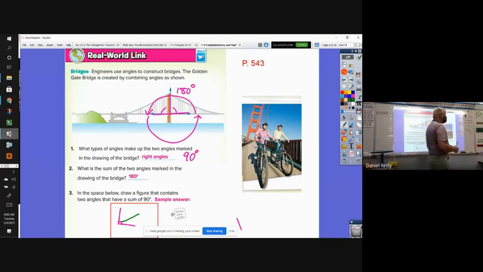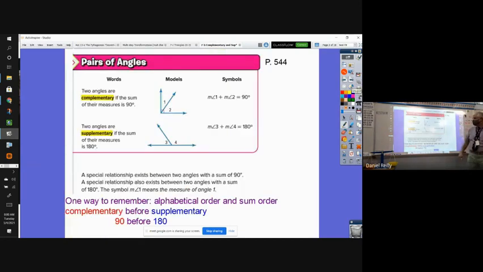So these are two special types of angles. Two angles that add together to make 180 degrees, or two angles that add together to make 90 degrees. They have special names, okay? Two angles that add together, page 544 now, that add together to 90 degrees are called complementary angles. Complementary angles add together to make 90 degrees.